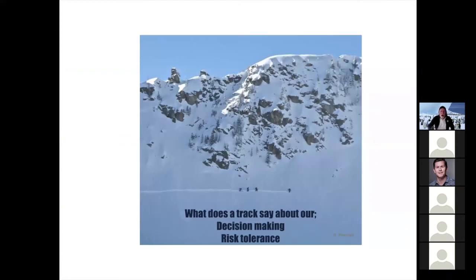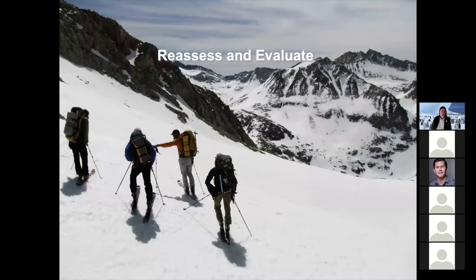Why are these people up here with the sun hitting the slope above, grouped up above a steep slope that potentially could take all of them out at once? If there's going to be a wind slab anywhere, it's probably going to be along this area here. So look at tracks and evaluate what somebody else did. Don't follow them blindly. Reassess and evaluate. Just discuss what you're seeing. Just because you don't see something doesn't mean that it doesn't exist.